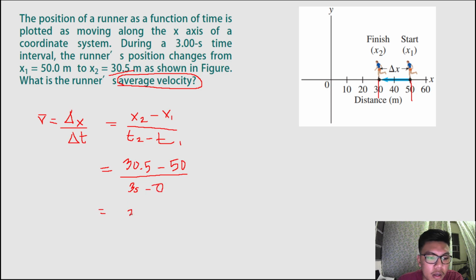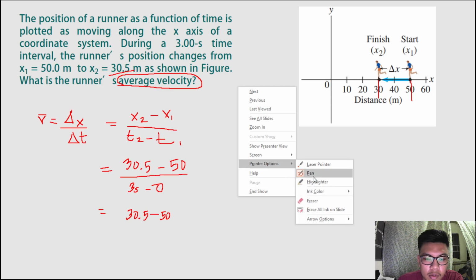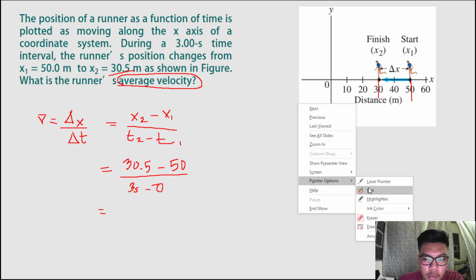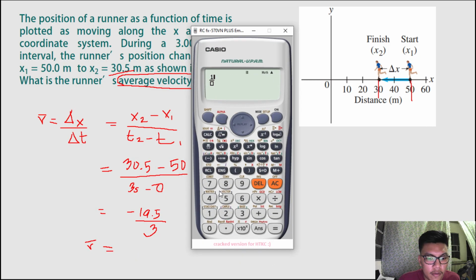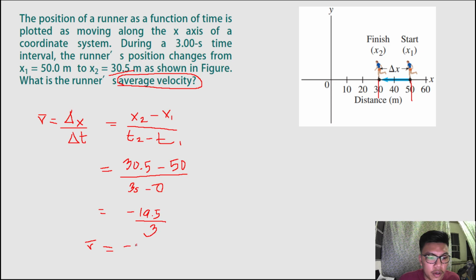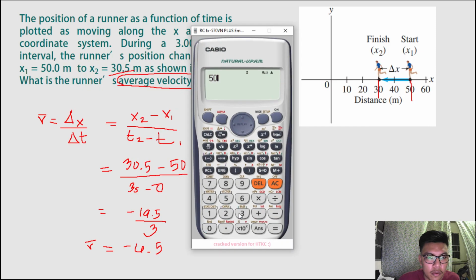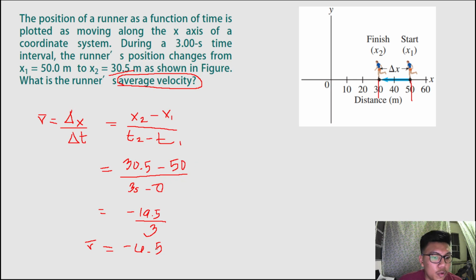Okay, so we have 30.5 minus 50. Oh, sorry. Simplify na nga natin. So, we have 30.5 minus 50, that is negative 19.5, 19.5 all over 3. So, solving, we have V bar is equal to negative 19.5 all over 3. So, we have negative 6.5. Tama ba ako? 50 minus 30.5, that is 19.5. Okay, so we have negative 6.5 meters per second. Okay, so yun yung sagot.